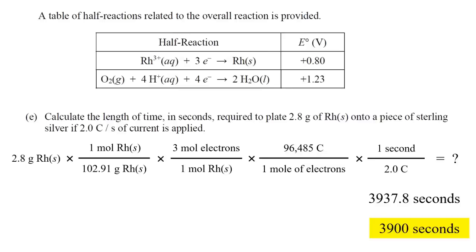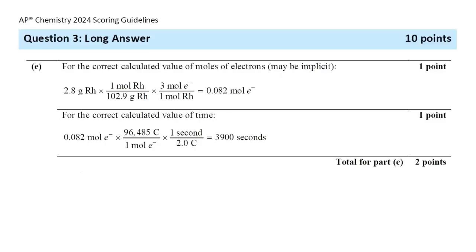But on the next slide, you'll see the official scoring guidelines for Part E of Question 3 from the 2024 AP Chemistry free response question. So this was a 2-point question in Part E. So if the student got as far as moles of electrons, that would earn them the first point. And if they went all the way to seconds, then that would earn them the second point. And that was broken up into 2 parts. That way you could get some partial credit. So the final answer is 3,900 seconds.